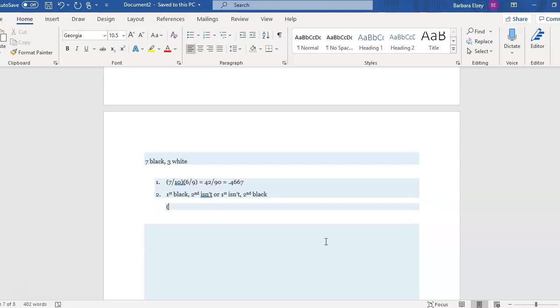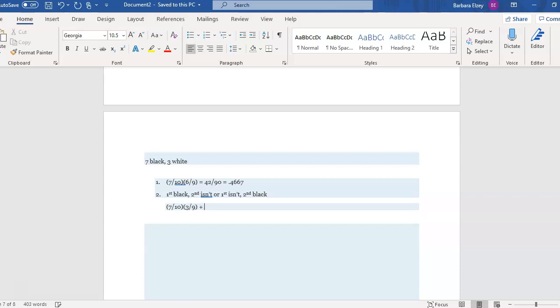So the probability of getting our first draw black. Well, everything's back in the bag again. We reach in. We have 7 out of 10 probability of getting a black marble. Now we keep that marble out. We've got a black marble out of the bag. We now reach in, and what's the probability that we don't get a black marble? Well, there's still 3 white marbles in there, but there's only 9 marbles.